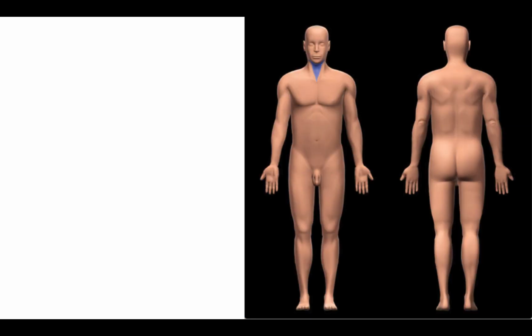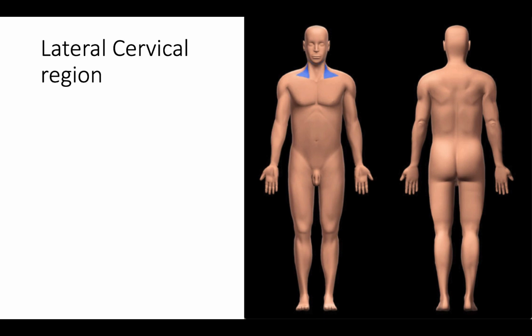Now we have the neck regions. The anterior cervical region is on the front of your neck. So cervical means neck and anterior is in the front, so that's the anterior cervical region. The lateral cervical region is just lateral to the anterior cervical region. And the posterior cervical region is the area of your neck on the posterior side, and it does have a little bit on the lateral side as well.